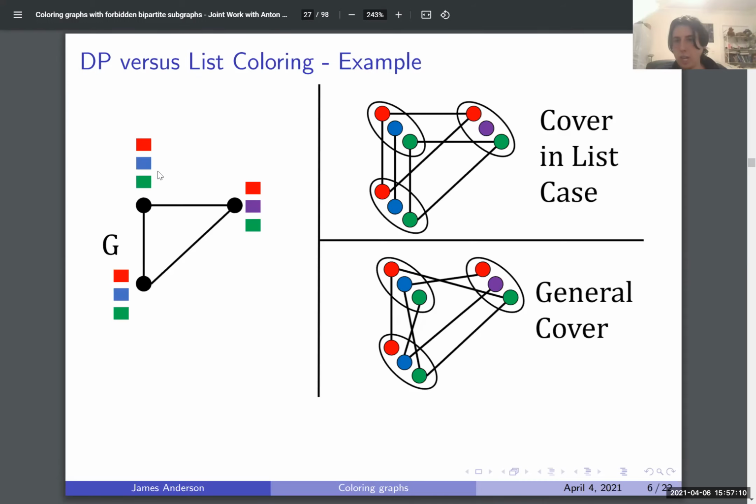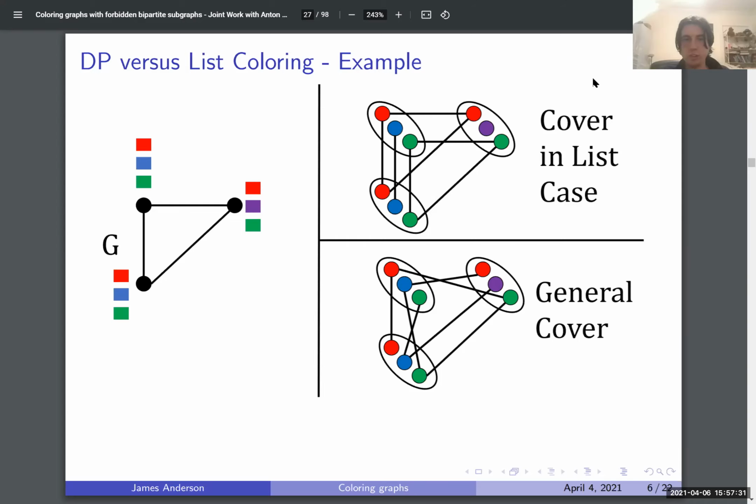Maybe this is a good time to ask if there are any questions or if the setup is clear, what these DP covers are. Actually, I can't see the chat, so. Oh, that's all right, I'm looking at the chat. Okay, great.